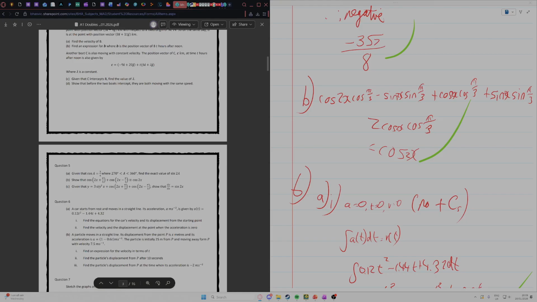So what would you do here? For this question, you simplify this to cos 2x, differentiate, and then it will simplify to this. Yeah, that's pretty uninteresting.